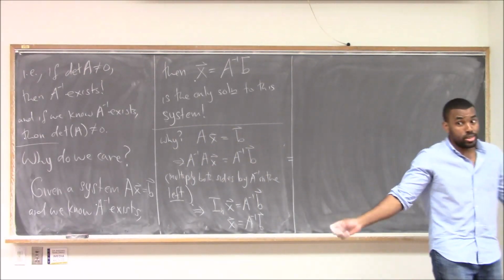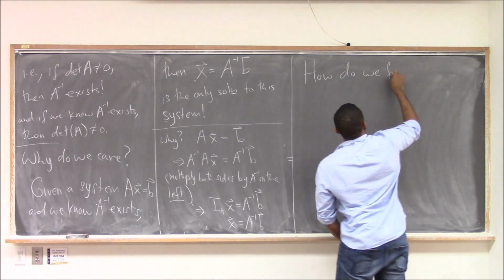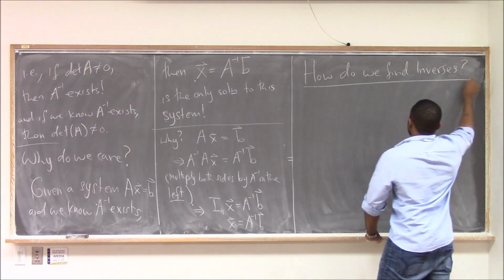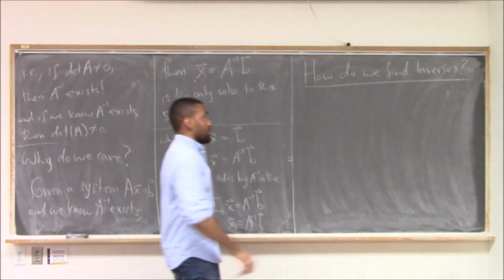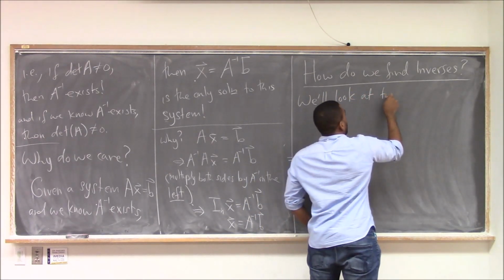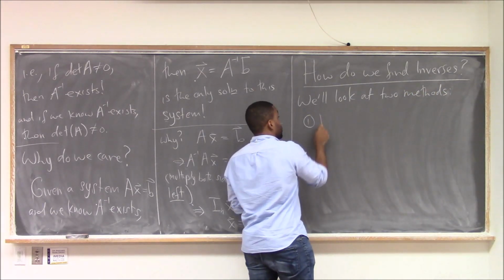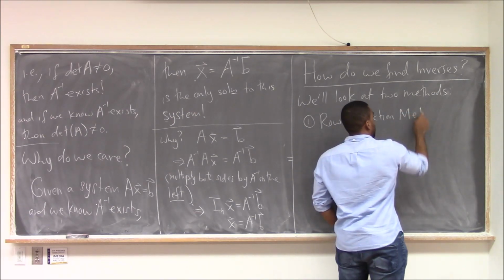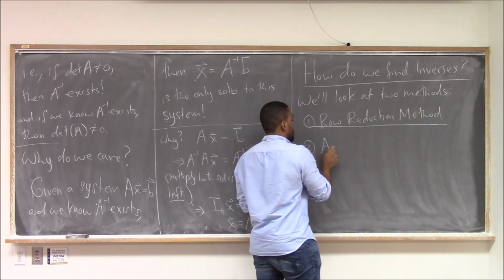So now the question is, how do we find inverses? Two methods. One we have all the tools for already, the other one I'll have to give you some extra definition. We look at two methods. One is going to be called the row reduction method. Two, it's going to be called the adjoint method.